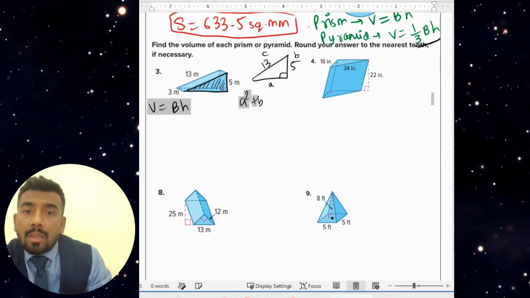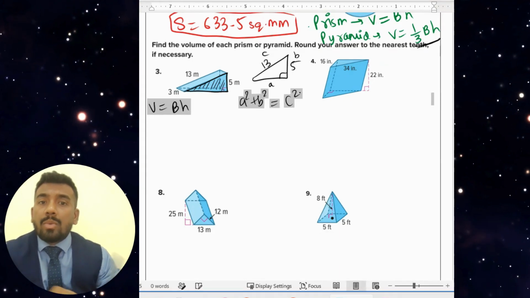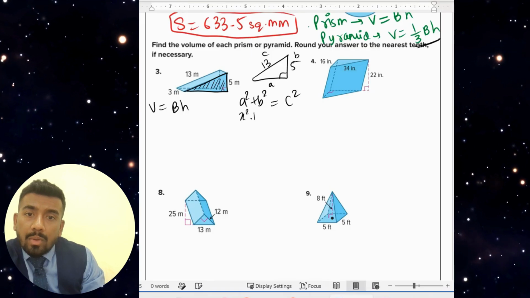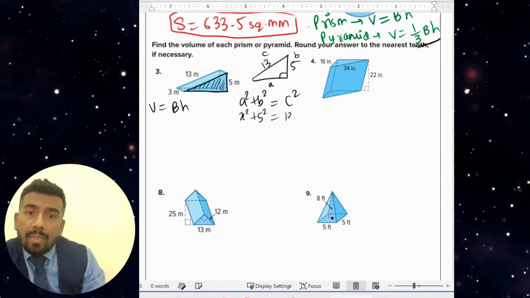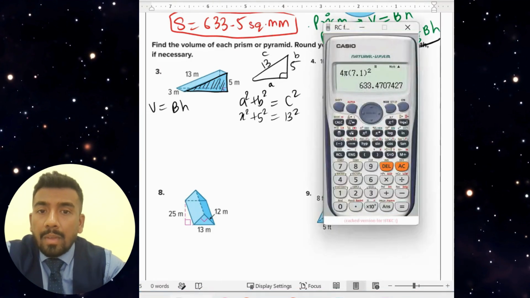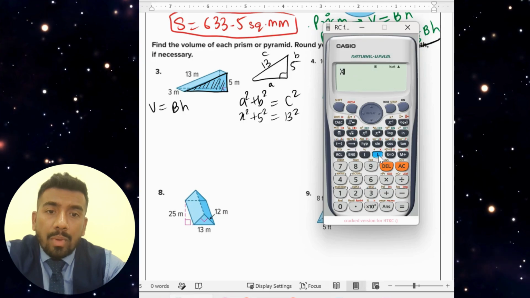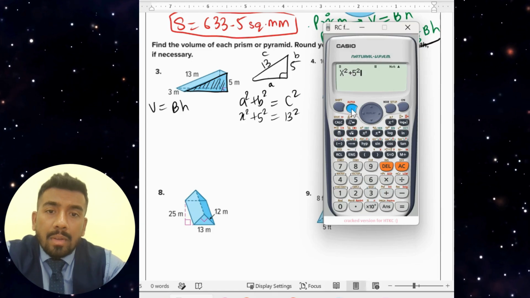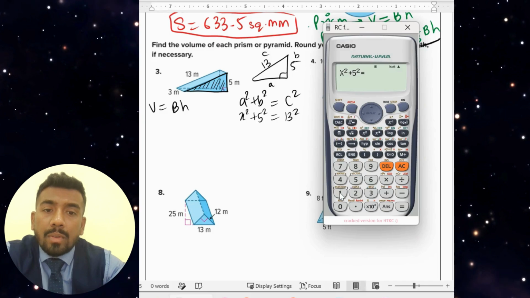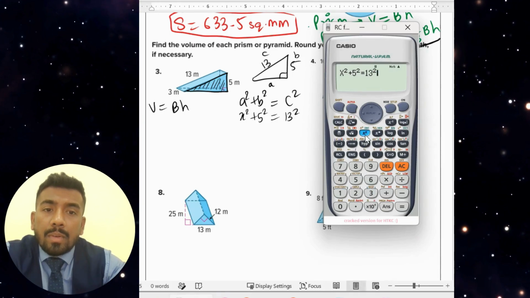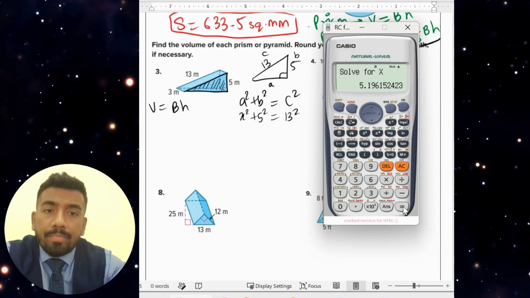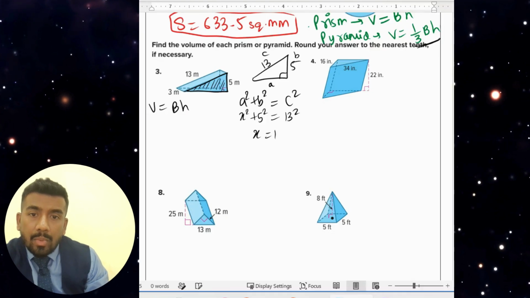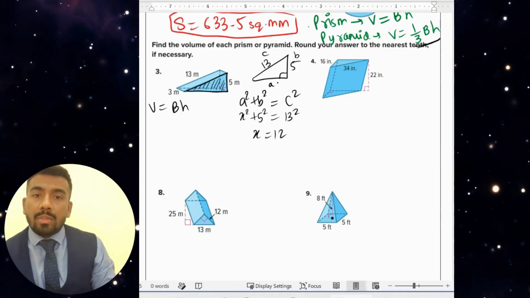A square plus B square equals C square. What's A? We don't know, X square. What's B? 5 square, and then 13 square. So what you will do? X square plus 5 square equals 13 square. Do shift solve. So what you get? 12. So x is 12. So that's your base, this one is 12.